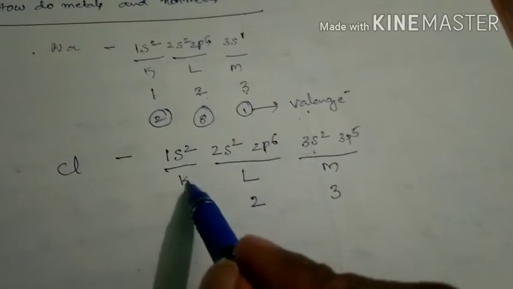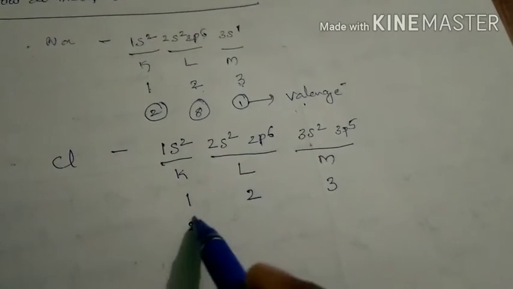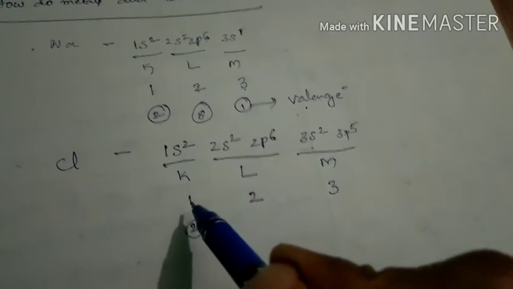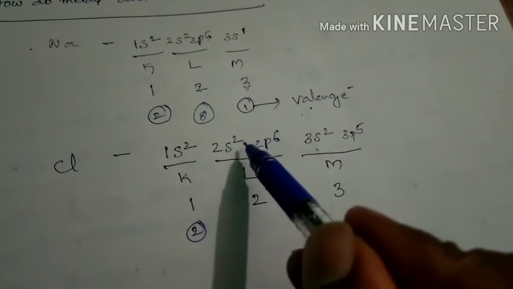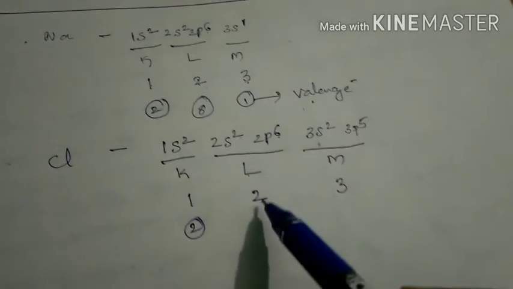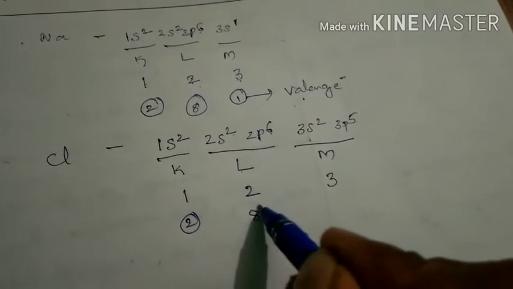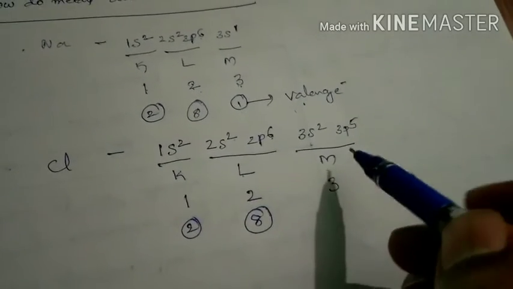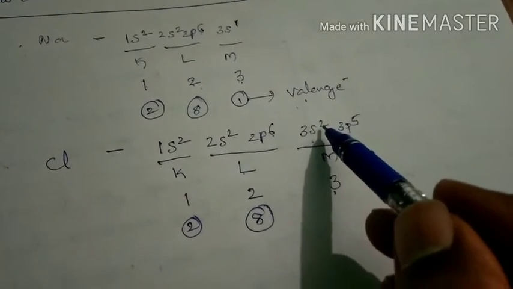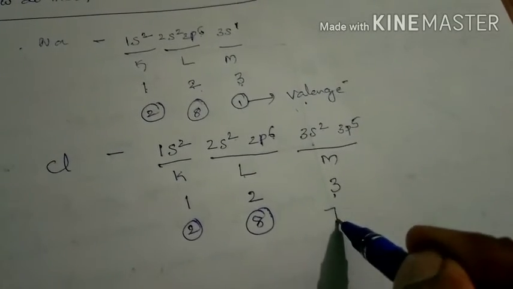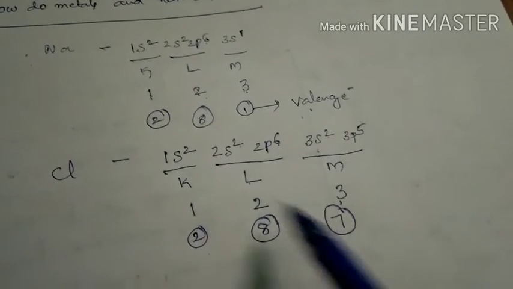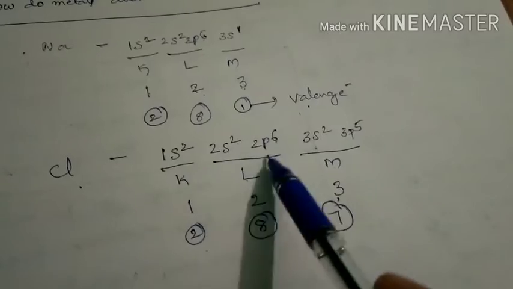Here, how many electrons does this K shell contain? 2 electrons. This 2 indicates the number of electrons present in the K shell or first shell. Here these 2 plus 6, that means a total of 8 electrons, are present in the L shell, the second shell. How many electrons? 8 electrons. How many electrons does the third shell contain? 2 plus 5, total 7 electrons. So these are the electrons present in the chlorine atom. This is the electronic configuration.